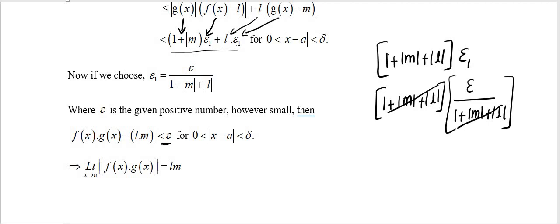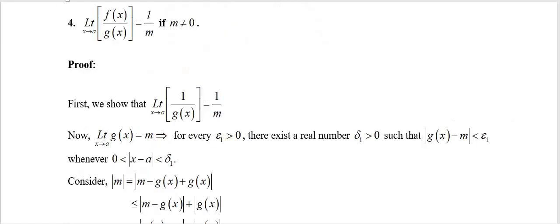For 0 less than mod x minus a less than delta. Therefore, limit x tends to a, f of x into g of x equal to Lm by using the definition of a limit of a function. So the third one is also completely proved.